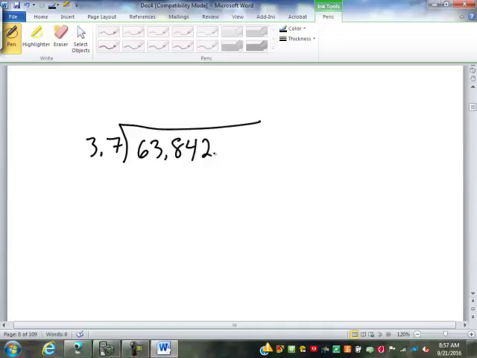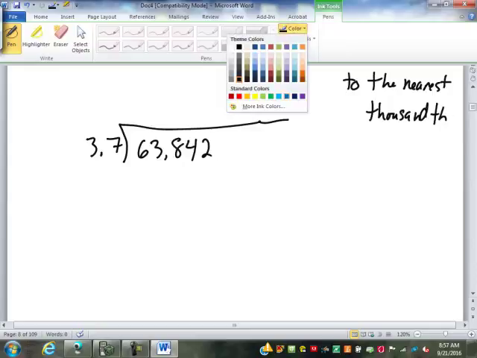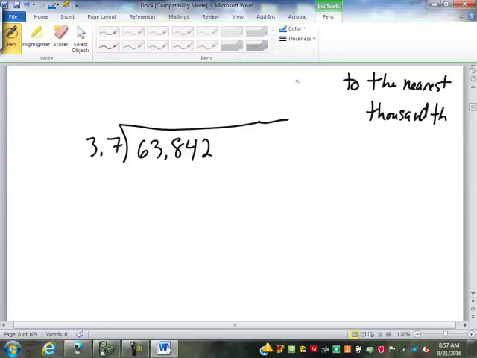So let's say I have 63.842 divided by 3.7. And I want it to the nearest thousandth. How do I divide decimals? The answer is we don't. We avoid it. So how do we do it?